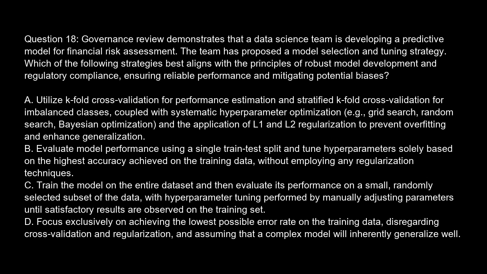Option C. Train the model on the entire dataset and then evaluate its performance on a small, randomly selected subset of the data, with hyperparameter tuning performed by manually adjusting parameters until satisfactory results are observed on the training set. Option D. Focus exclusively on achieving the lowest possible error rate on the training data, disregarding cross-validation and regularization, and assuming that a complex model will inherently generalize well.